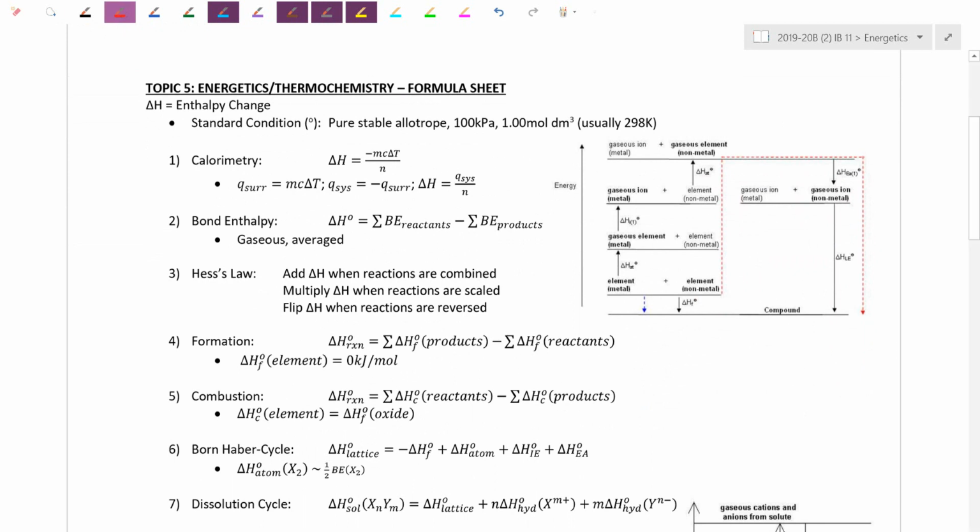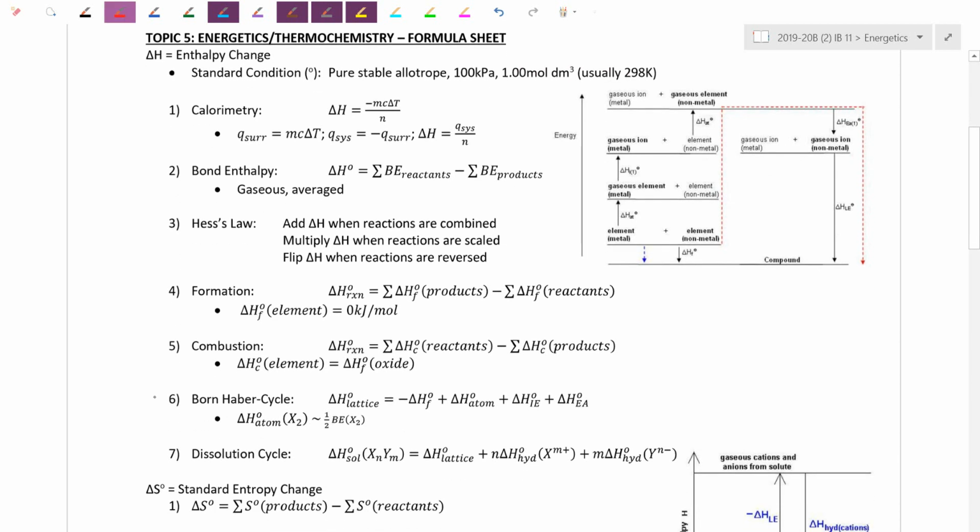We had enthalpy change, like I just mentioned. Anytime you have this not symbol, it means the pure, most stable allotrope at 1 bar pressure, usually at 25 degrees. We had these 7 different ways. Specifically, the last 2 lessons focused on ionic compounds.